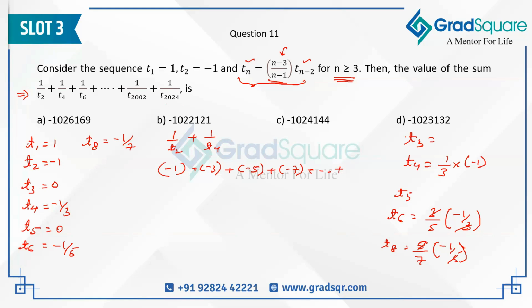Now understand this thing, that in T6, in the denominator, you have a value 1 less than 6, which was 5. In T4, 1 less than the value in the denominator. In T8, again 1 less than the value in the denominator. So if I have to go to T2024, then I'm going to get 2023 over there. So I'm going to get minus of 2023. Now this question boils down to adding 1, 3, 5, 7 all the way up to 2023.